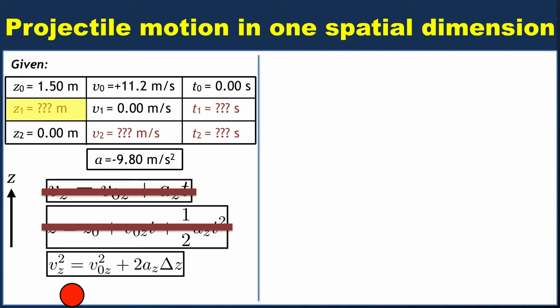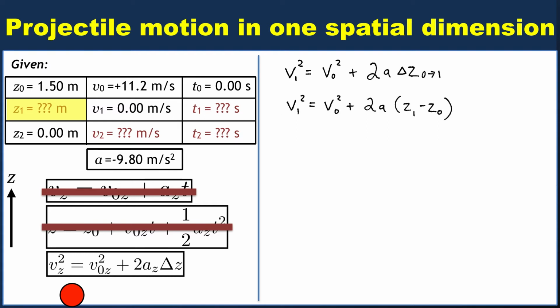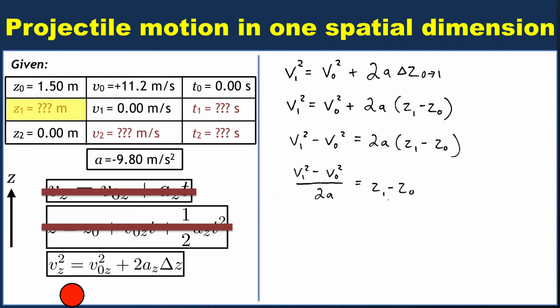So our goal is to solve for z1. Let's write that equation in terms of the variables that we do know. So that becomes v1 squared equals v0 squared plus 2a delta z. And I've subscripted delta z so that it's clear we're talking about the displacement going from position 0 to position 1. I can expand that to make it even more clear. That just becomes z1 minus z0. That's that displacement. So now our goal is just to solve for z1. Well, we can subtract off v0 squared from both sides, divide both sides by 2a, and now just add on z0 to both sides, and we get an expression for z1 in terms of the other variables that we do know. We have all the variables in the table, so let's plug in their values.